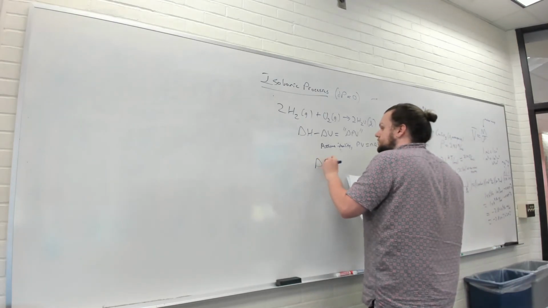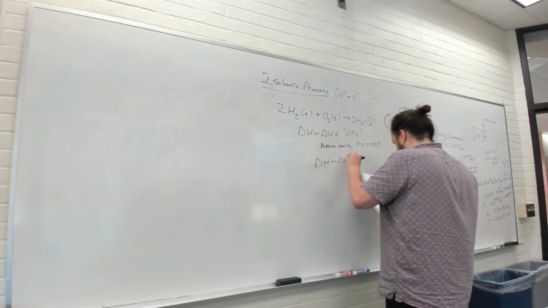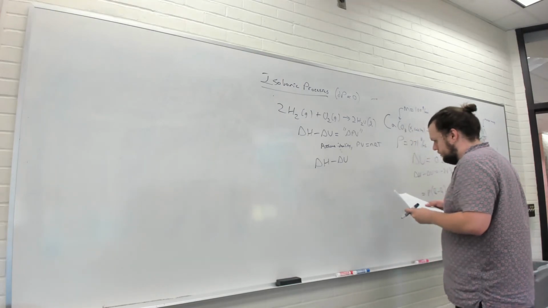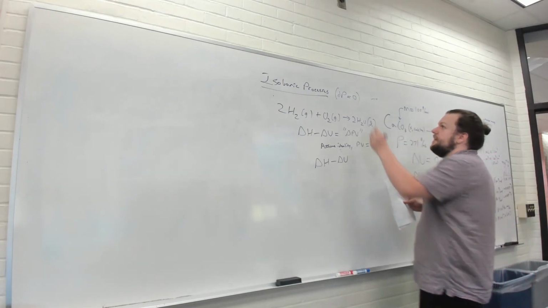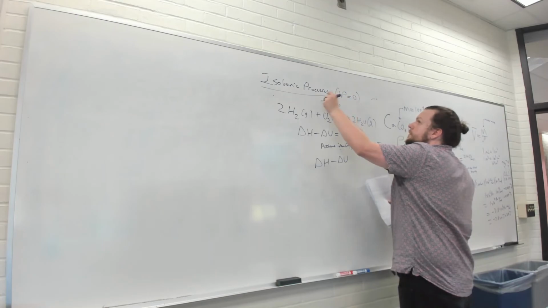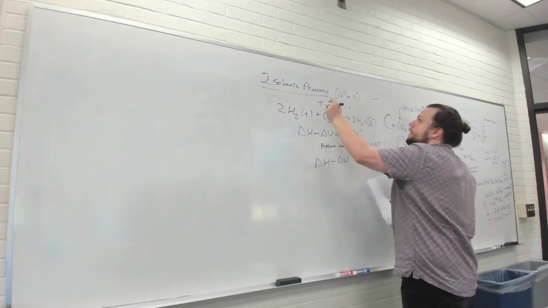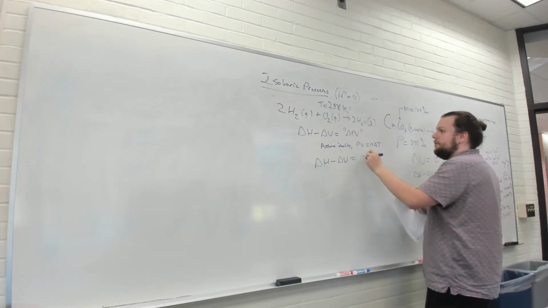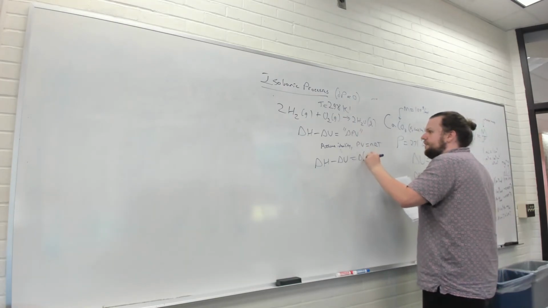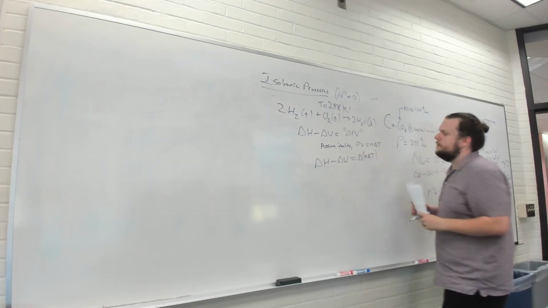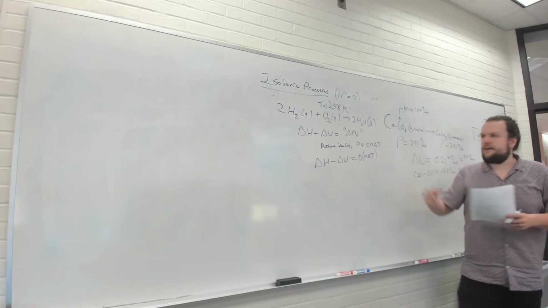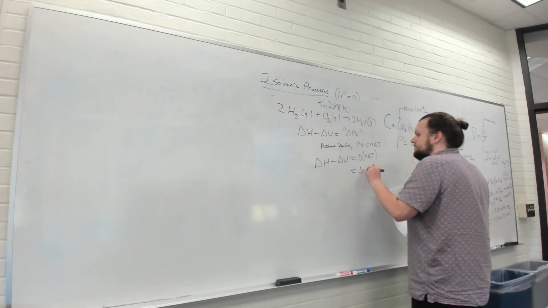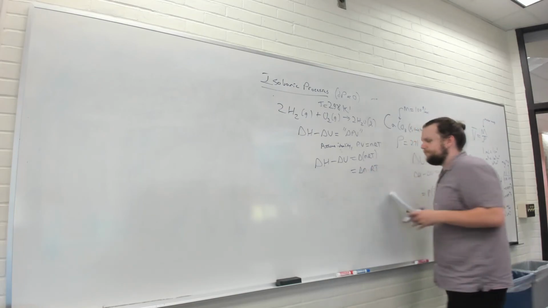So delta H minus delta U. Well, let's say this is at 298 Kelvin. Right, 298 Kelvin. Delta H minus delta U is going to be equal to the change in nRT. All right, well, T's not changing, R's not changing. So this is delta n times RT.